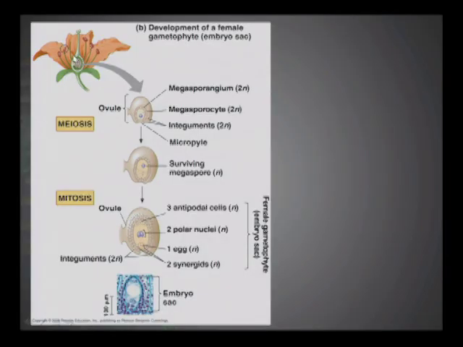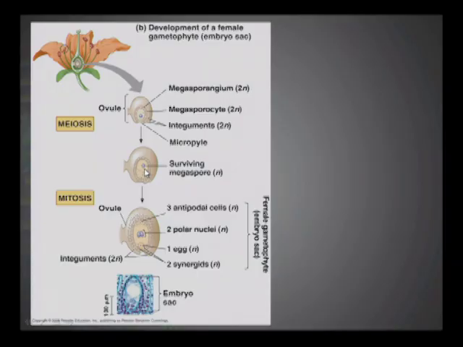All right, now meanwhile then, within the carpel of the flower, within the ovary of the flower, one or more ovules will develop. And so within the ovule will develop a megasporangium, a megaspore. So a single megaspore will form. And then that megaspore will undergo mitotic division to generate a megagametophyte.